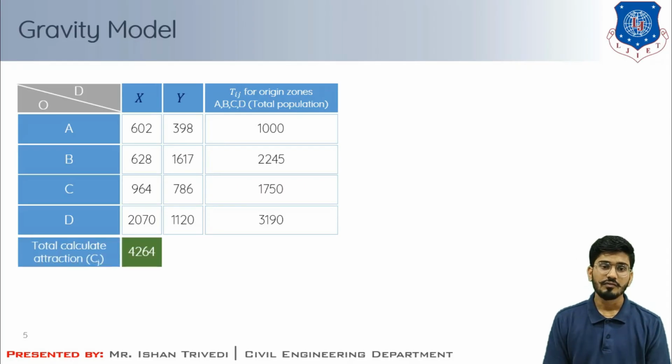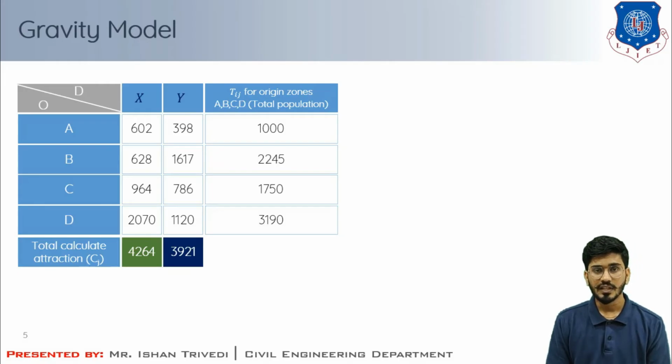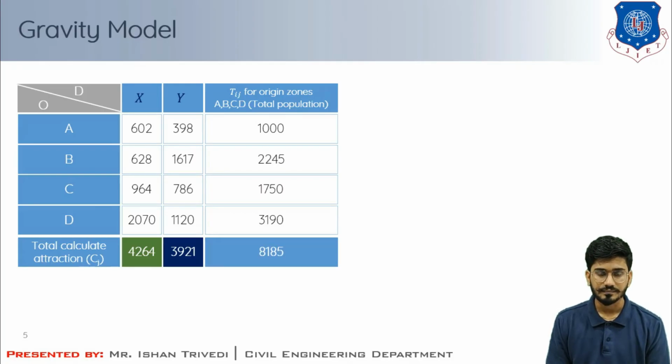But before that, what we have is the total calculated attraction, that is the Cj value, and that calculated attraction is the summation of all those X values we have computed from different zones, and that is 4264. And similarly for Y industry, we have a total of 3921. If I make a summation of all these calculated attractions, then it is 8185.